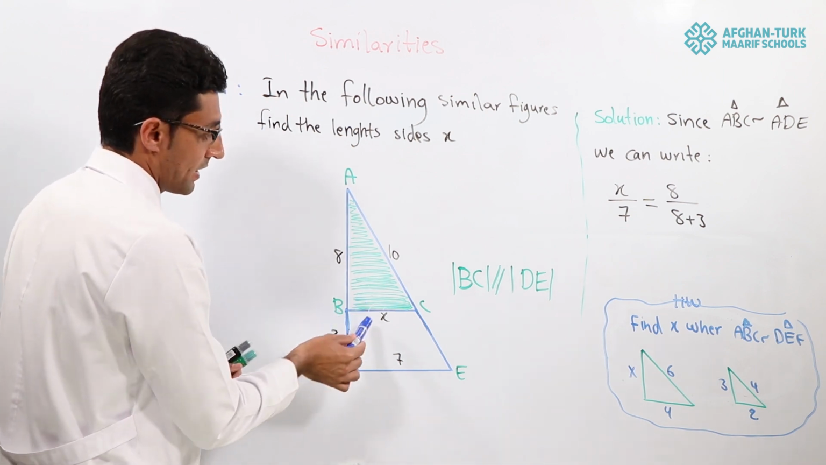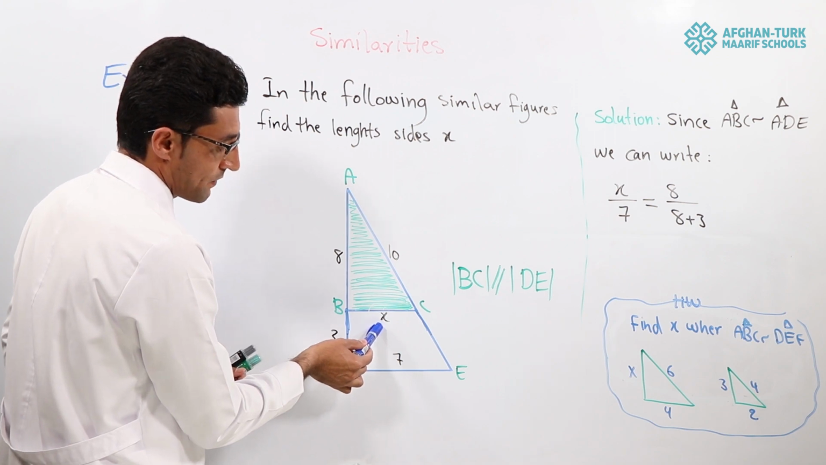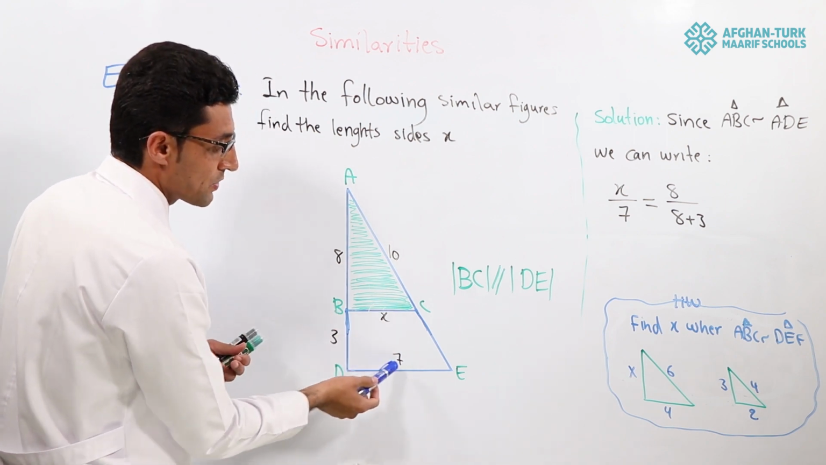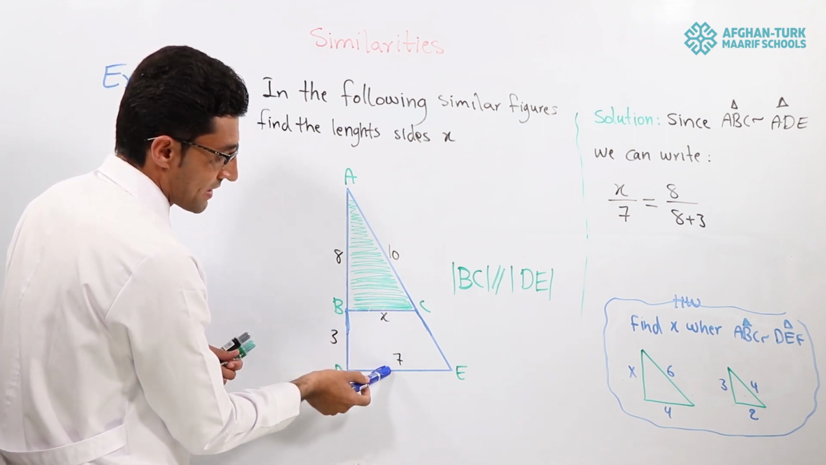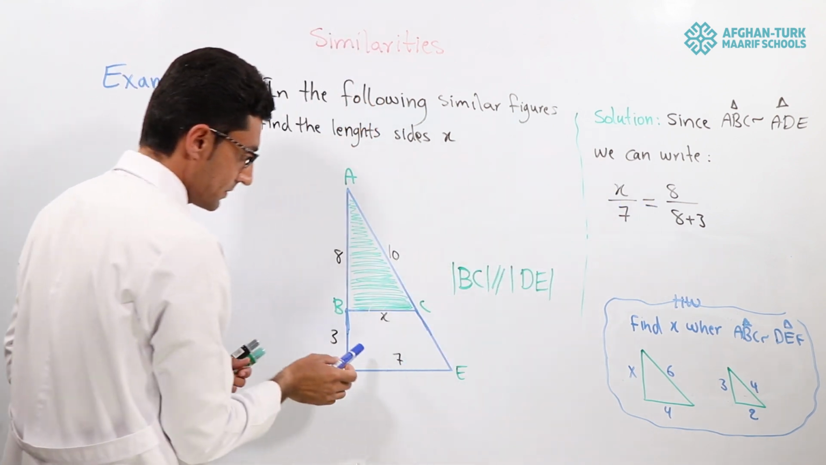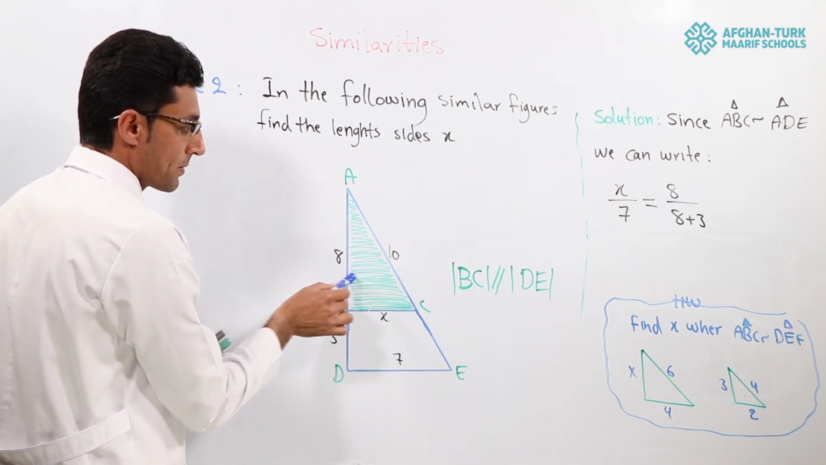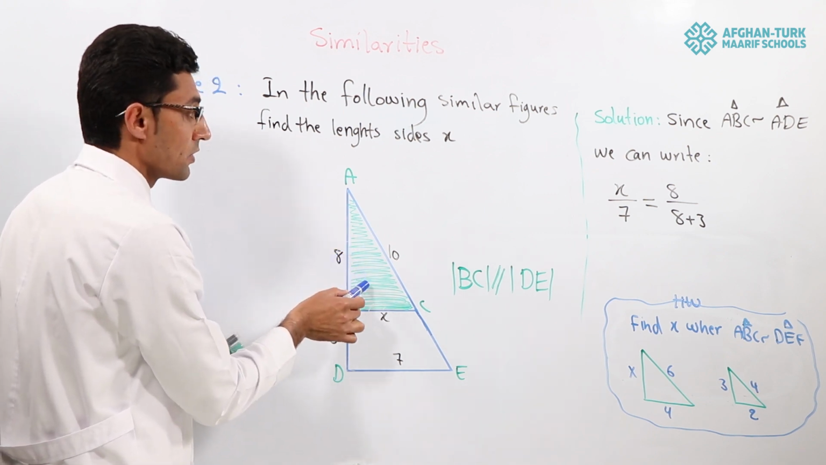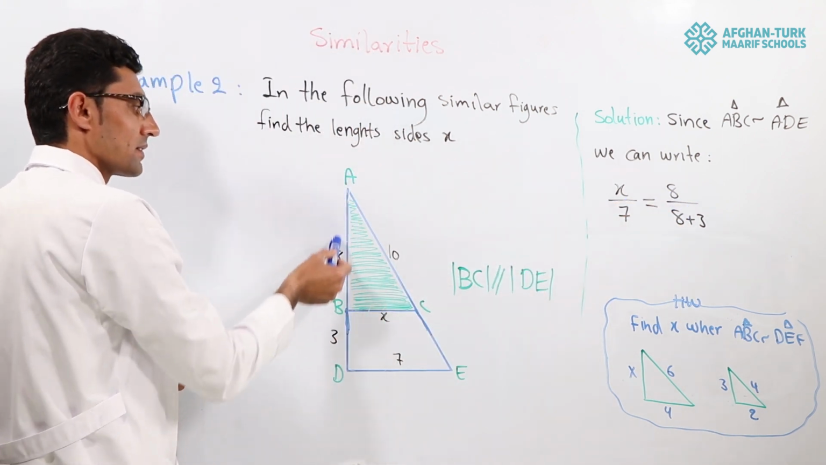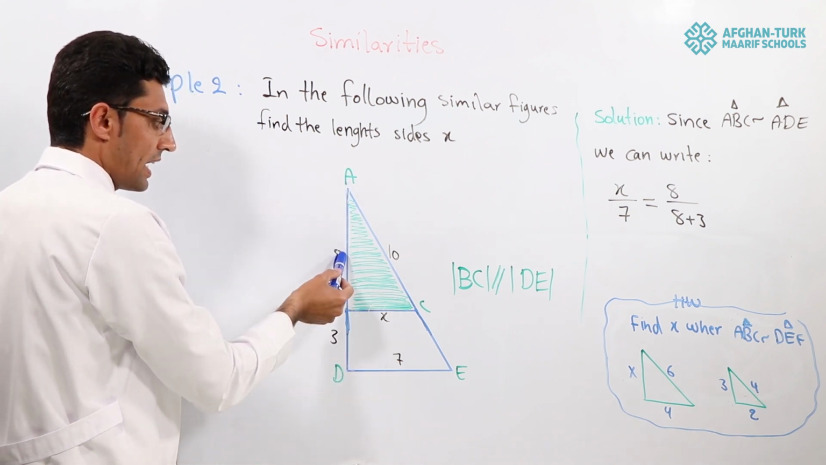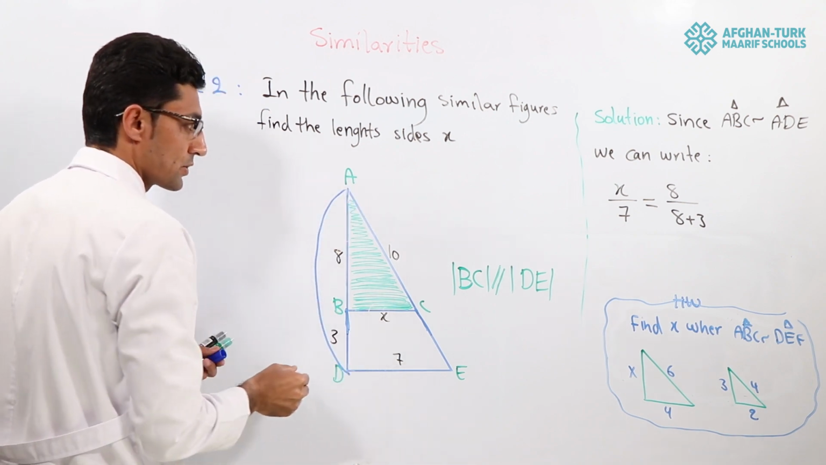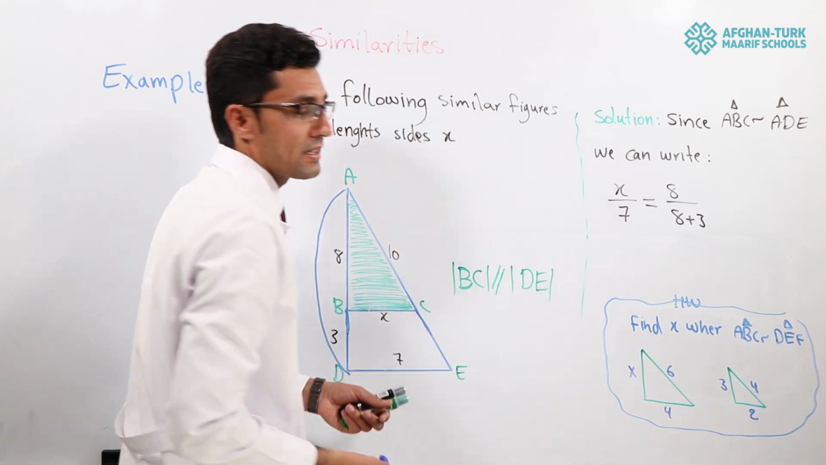Okay, now in order to find x, this side is similar to this side. So we can divide this by this. X over 7 is equal to which one? 8. 8 is from the small one. Okay? 8 over 8 plus 3, because the big triangle is this one. 8 over 8 plus 3. Okay. Now we can find x easily.